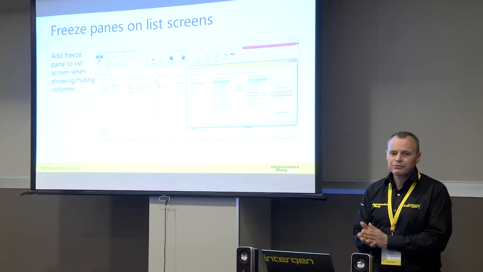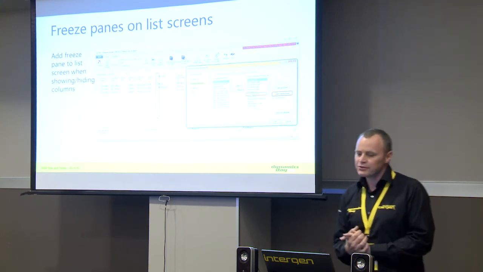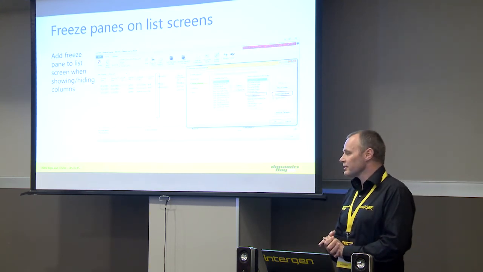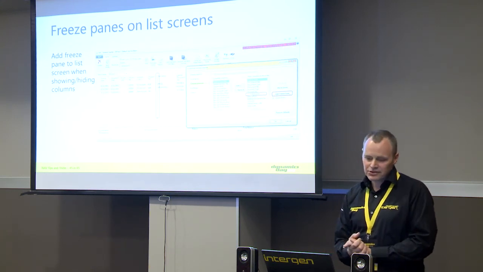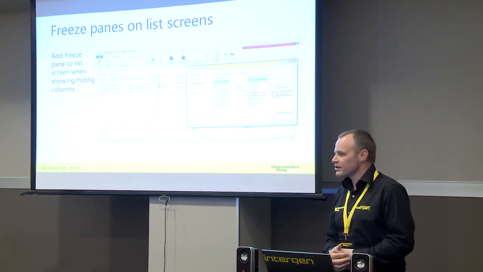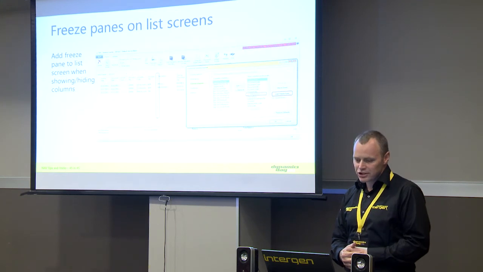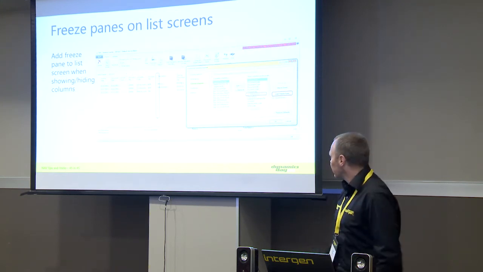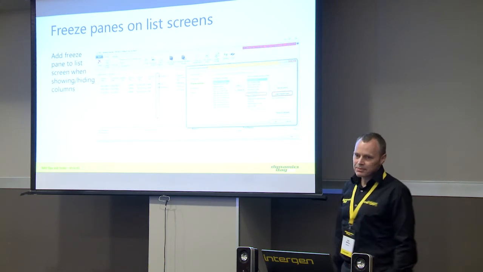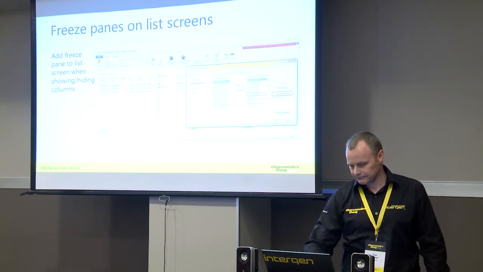You've probably seen on a number of my screenshots, we can now do the freeze panes on the list screens. It's in the place where you decide which columns you want to show and the order. Add freeze pane option there.